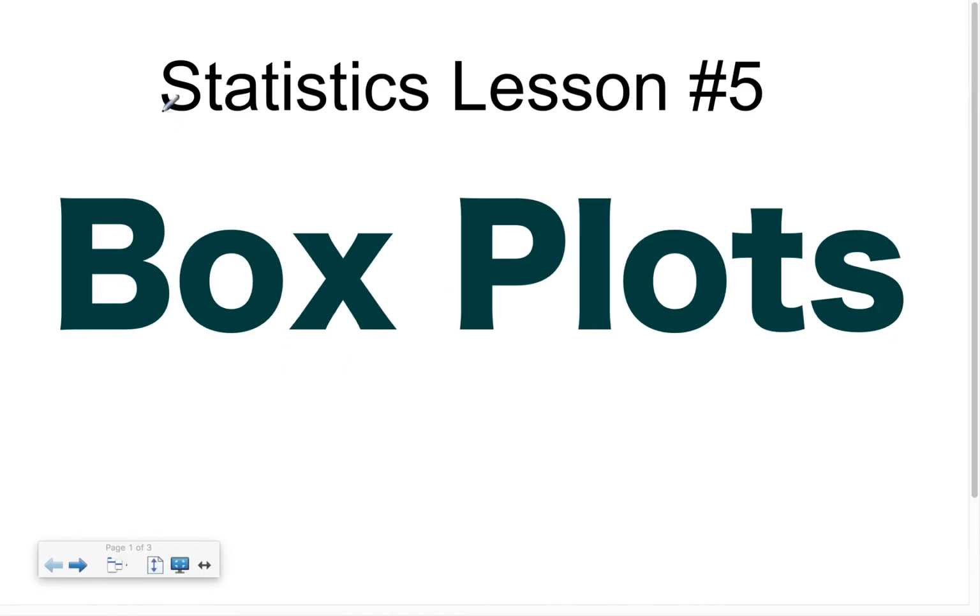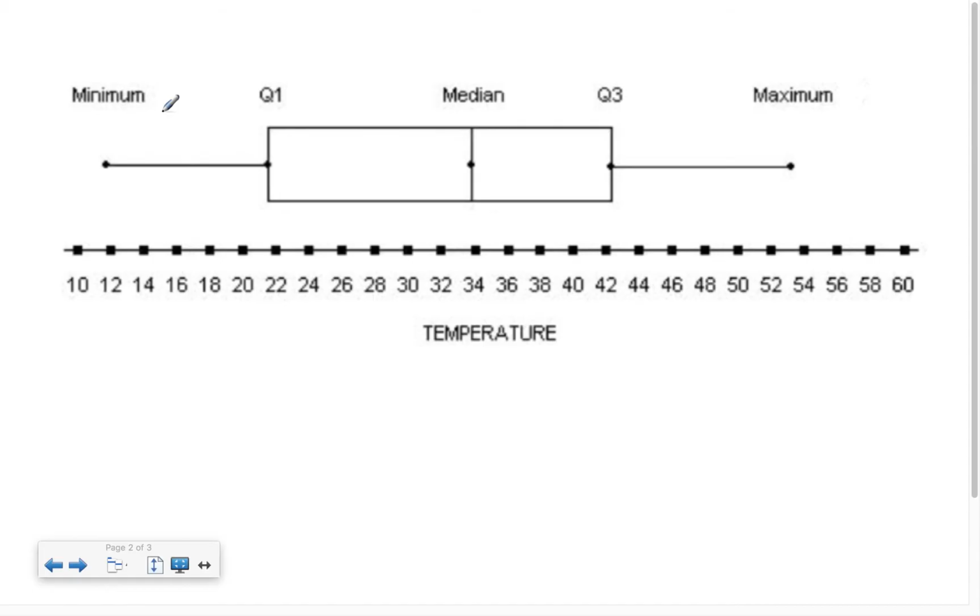Everyone, and welcome to Statistics Lesson number 5, box plots. So this is a box plot. It's called a box plot because it mostly consists of a box. It used to be called the box and whisker plot because we have the box and then these two lines kind of look like little cat whiskers. But now we just call it a box plot.